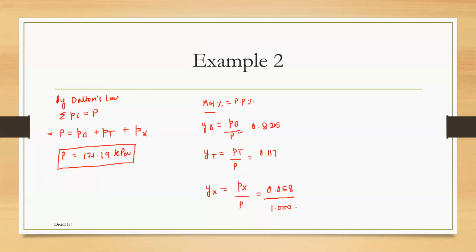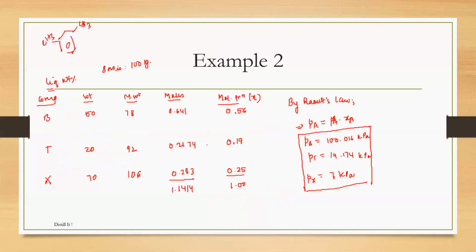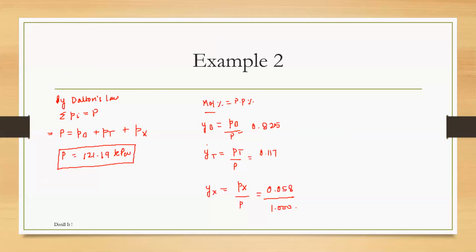All right. So this was your example number 2. Here we were given the liquid composition by weight. So we calculated the molar composition in the liquid phase. Using the molar composition and the vapor pressure data, we calculated the partial pressures in the vapor phase. And using the partial pressures, we calculated the total pressure. And using total pressure as well as partial pressure, we calculated the mole fraction in the vapor phase. All right.